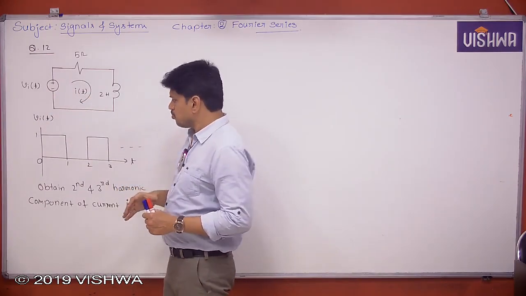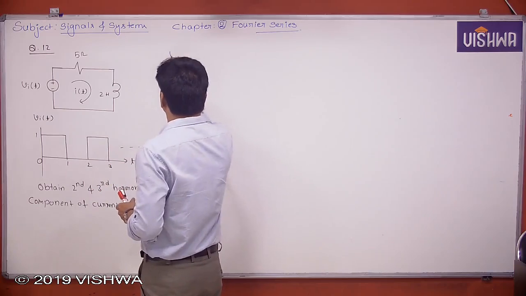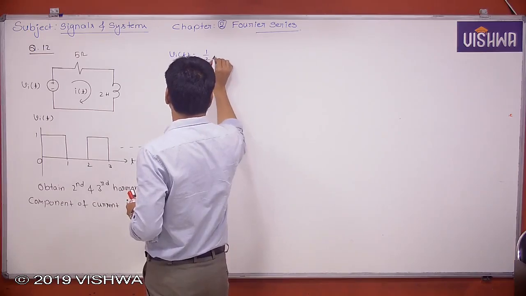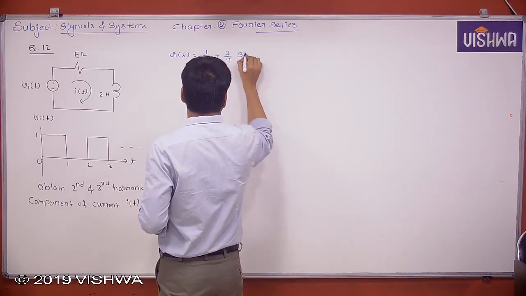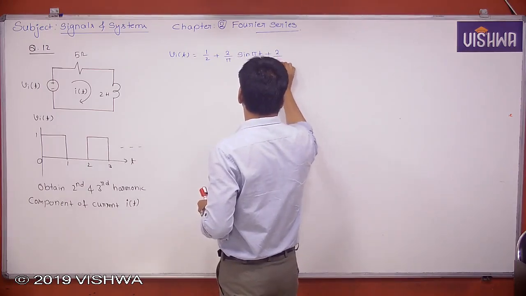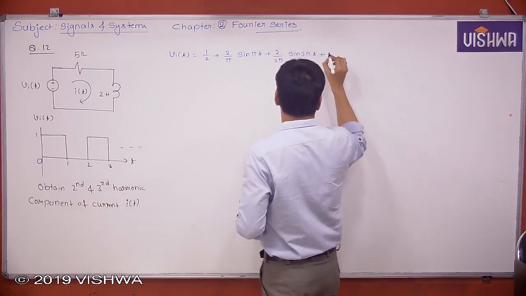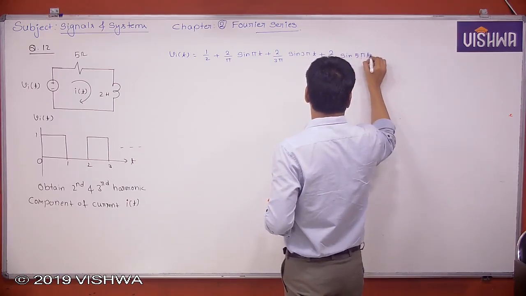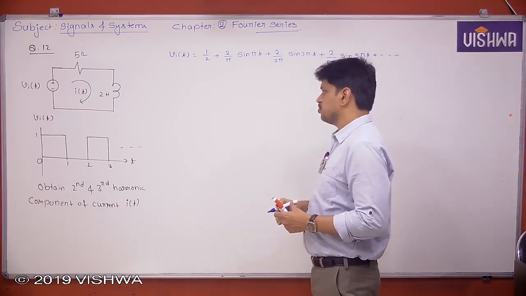That's what it is. So first, can you write what is Vi of t? Just now we have seen how to write Vi of t. Vi of t is 1 by 2, plus 2 by pi sine pi t, plus 2 by 3 pi sine 3 pi t, where the A value is equal to 1 here, plus 2 by 5 pi sine 5 pi t, plus and so on. So this is Vi of t written in the Fourier series.